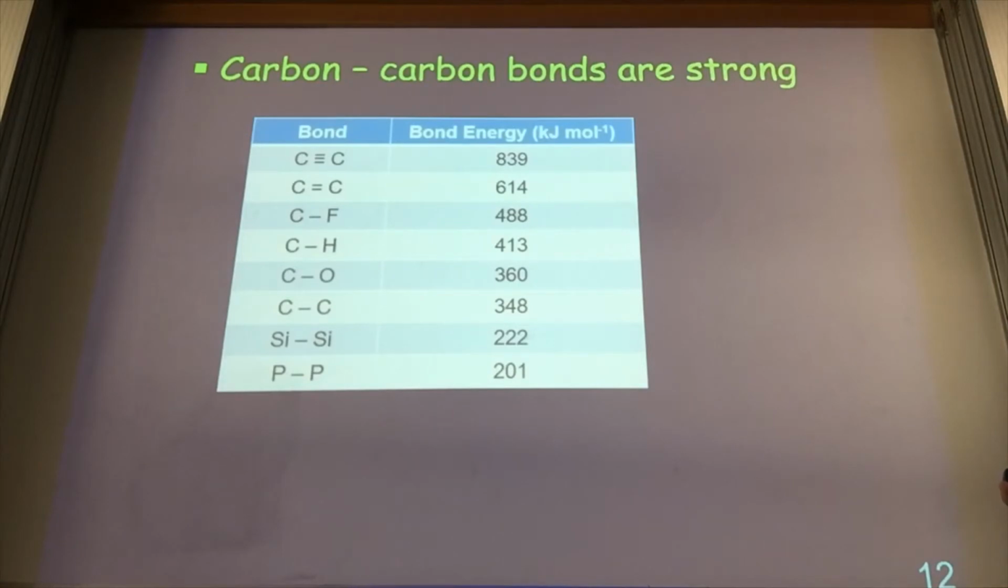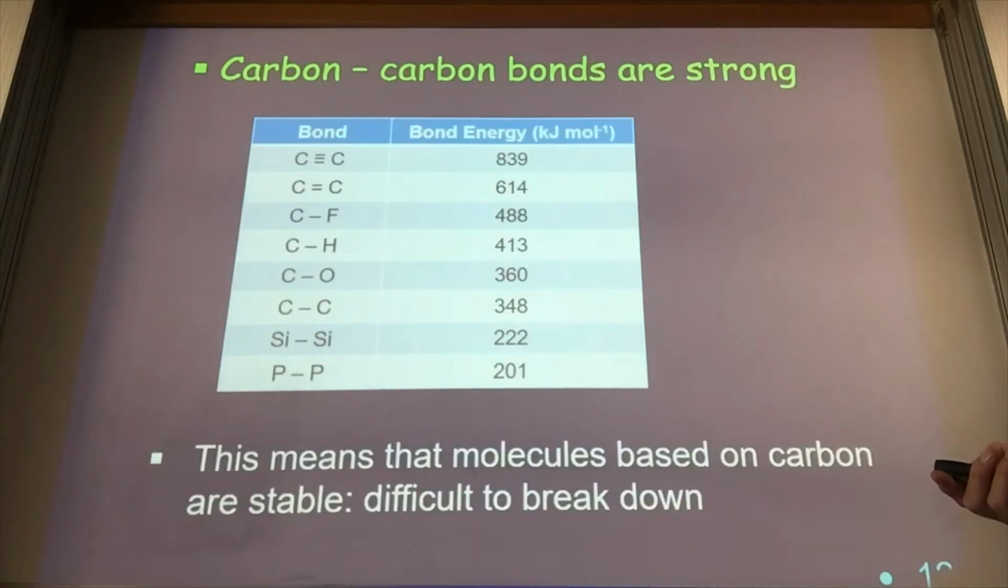Carbon-to-carbon bonds are strong. So the molecules based on strings of carbon atoms are strong molecules. So silicon can also form 4 bonds, but its bond energy is much, much less than a carbon-carbon bond. So its molecules based on that are going to be much less stable. Stable molecules, difficult to break down, more useful in all circumstances.